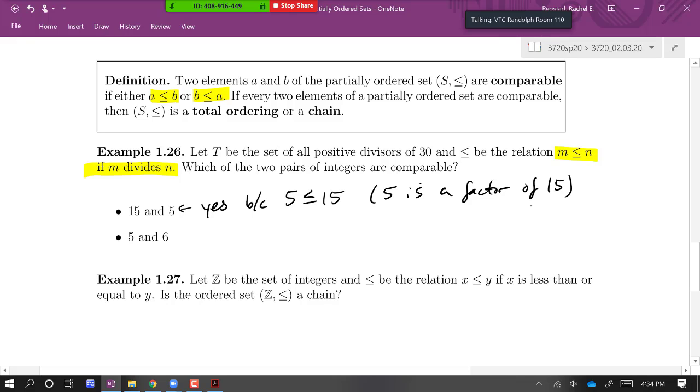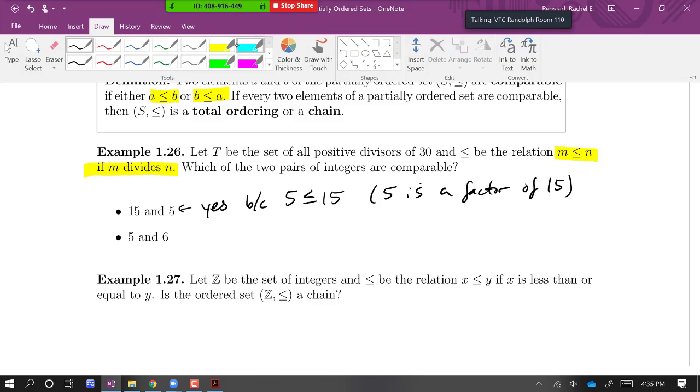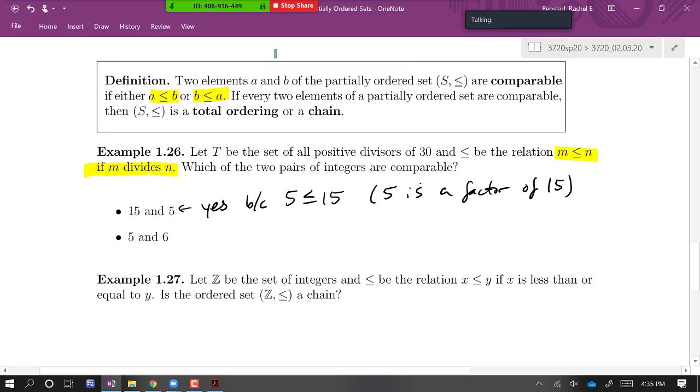5 and 6 are also positive divisors of 30. Are those comparable? Okay, so the position doesn't matter at all. Two elements are comparable if we just have the relation going in one way or the other. Regardless of the order, if we could say one is related to the other, then they're comparable. Okay, that's what I was hung up on, because I was like, 15 doesn't divide 5. Right, that's the way we read it. But comparable just means if you have the relation going in one direction or the other. Gotcha. Yep.